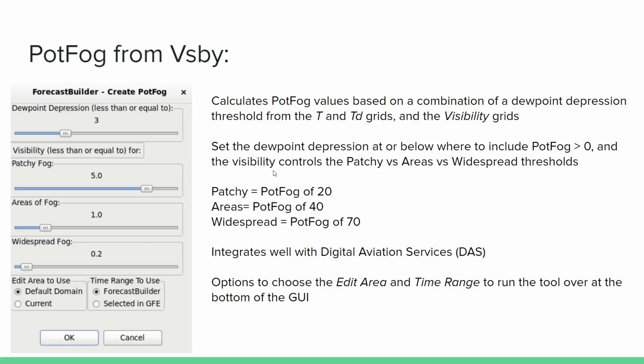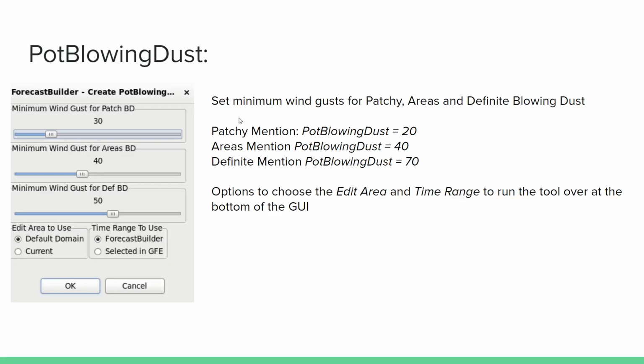Pot fog from visibility will calculate pot fog, again, based on dew point depression, and then the visibility grid. And so because you're using the visibility grid, it integrates pretty well with DAS. First thing you're going to do is set your dew point depression, where you allow pot fog to be calculated. Again, that's based on your temperature dew point grids. And then the visibility is what's going to control the patchy, areas, and widespread mention.